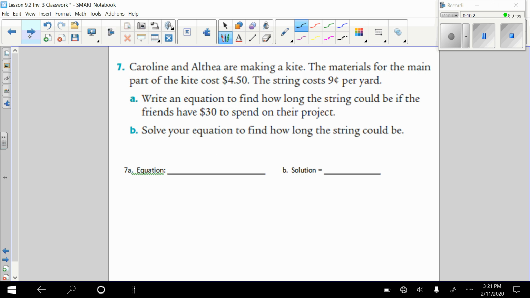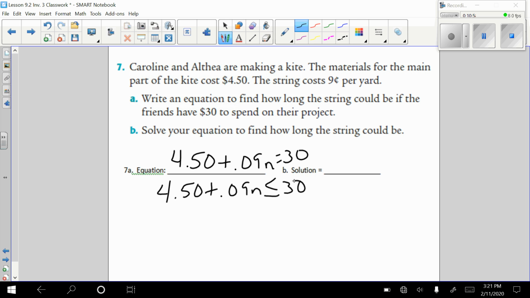Next one is Caroline and Athena are making a kite. The materials for the main part of the kite are $4.50, and then you pay 9 cents per yard. How much can I buy for my $30? Well, if I write an equation, it's $4.50 for the main part, plus 9 cents. 9 cents is written as 0.09n equals 30. Or write this as an inequality. $4.50 plus the 9 cents, written the same way, has to be less than or equal to $30, because that's all I have. I cannot spend more than my $30.